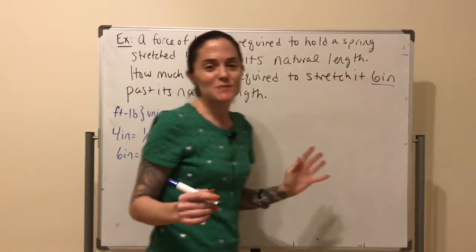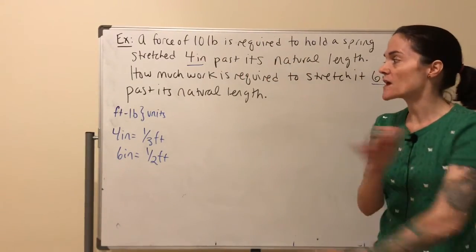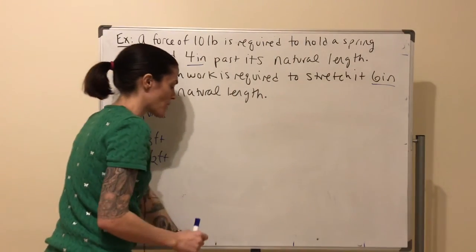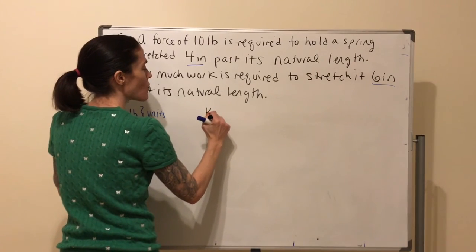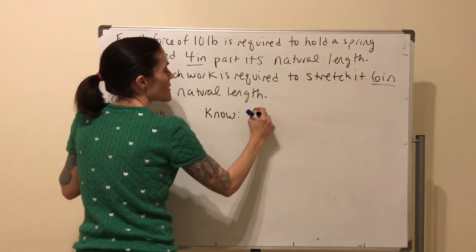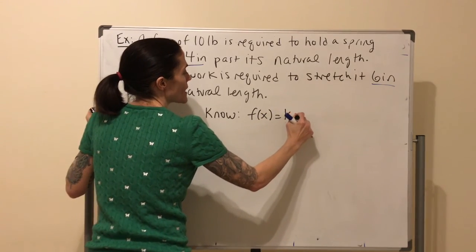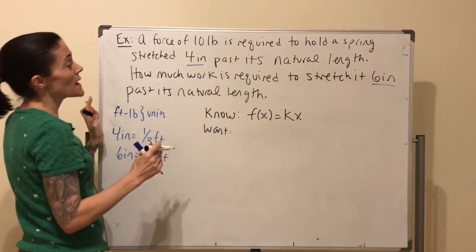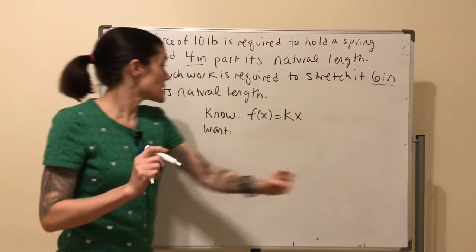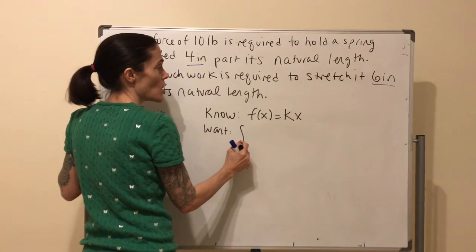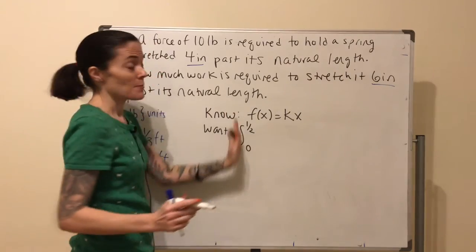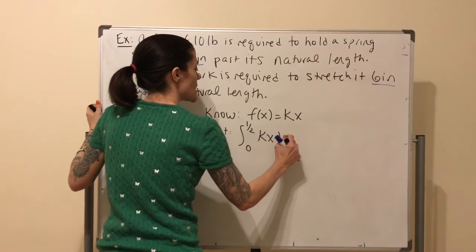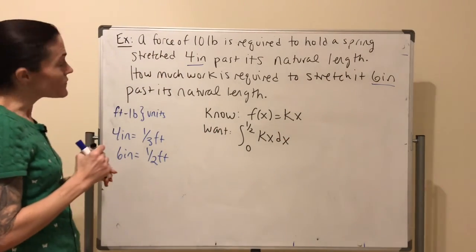Now you see the difference between this problem and the last, or one difference. We are not told the spring constant. So what do we know here? I'll write what we know maybe in black. We know Hooke's law, which says that the force is kx. And what we want is the work required to stretch it 6 inches past its natural length. So this would be an integral. We go from 0 to 1/2. My limits of integration are in feet, of kx dx.